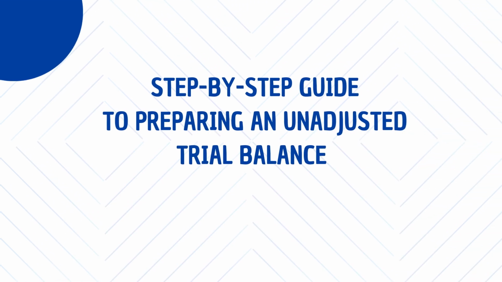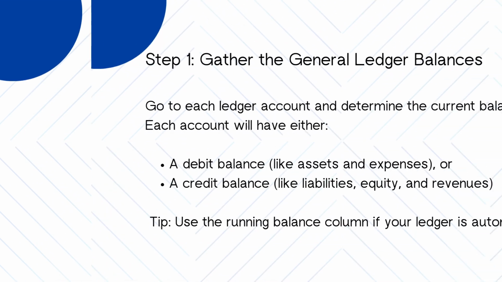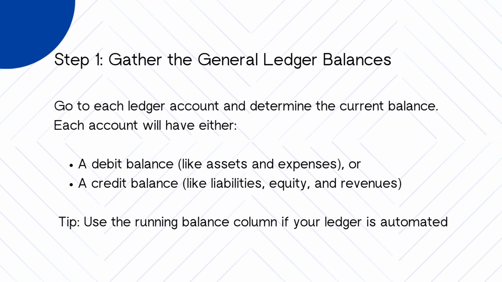Step-by-step guide to preparing an unadjusted trial balance. Step 1: Gather the general ledger balances. Go to each ledger account and determine the current balance. Each account will have either a debit balance, like assets and expenses, or a credit balance, like liabilities, equity, and revenues. Tip: use the running balance column if your ledger is automated.